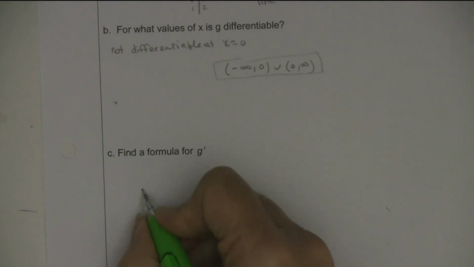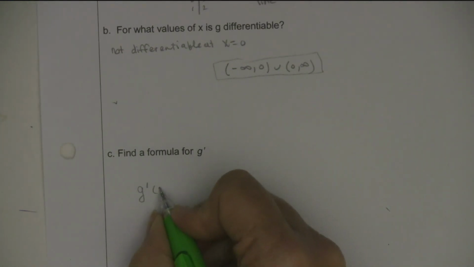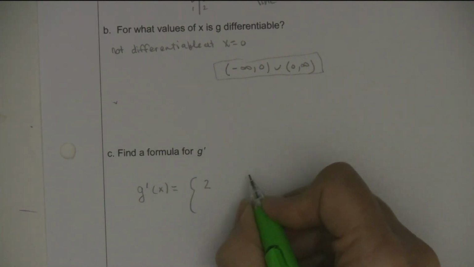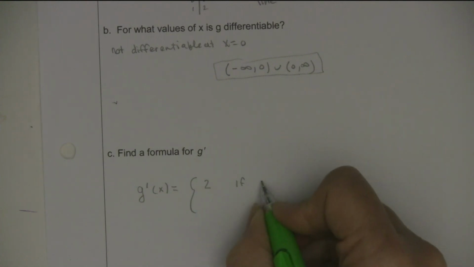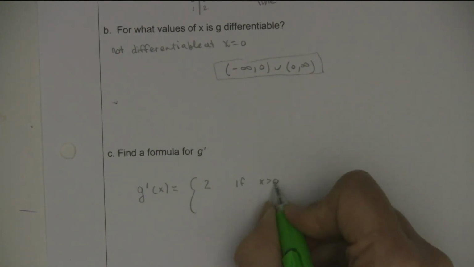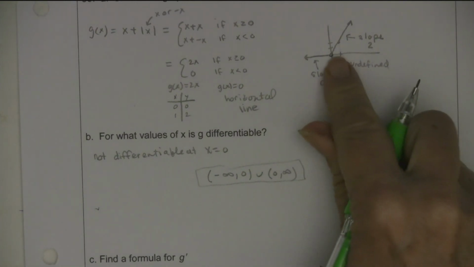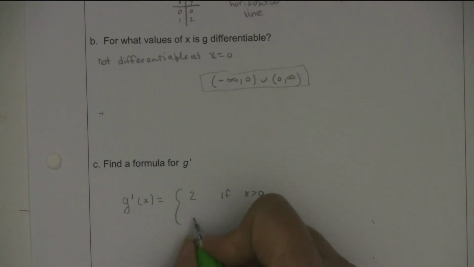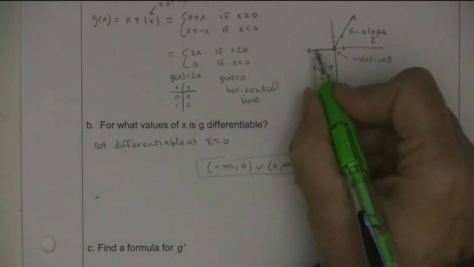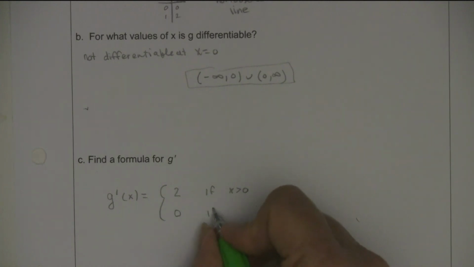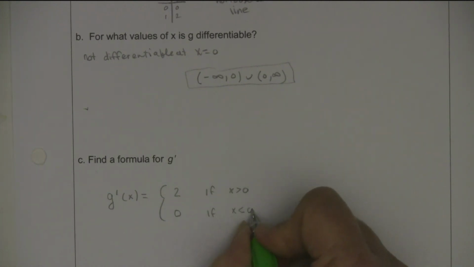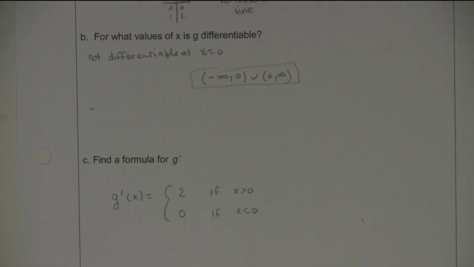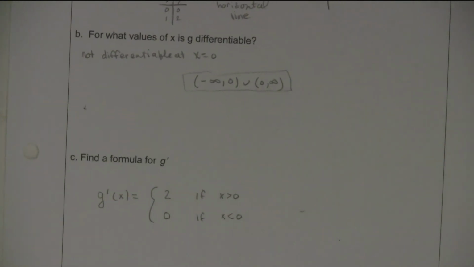So my formula for g prime is going to be 2 as long as x is greater than 0, not equal to 0, because at 0 something else happens. So as long as I'm greater than 0, the slope is 2. And the slope is going to be 0 because it's a horizontal line as long as I'm smaller than 0. And then the slope is undefined at 0. So we did a lovely job on that. Okay, so that's section 2.2.